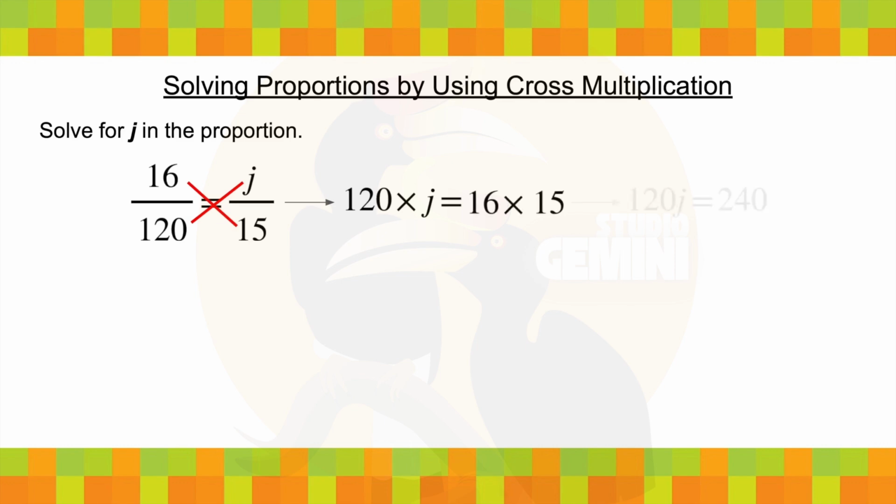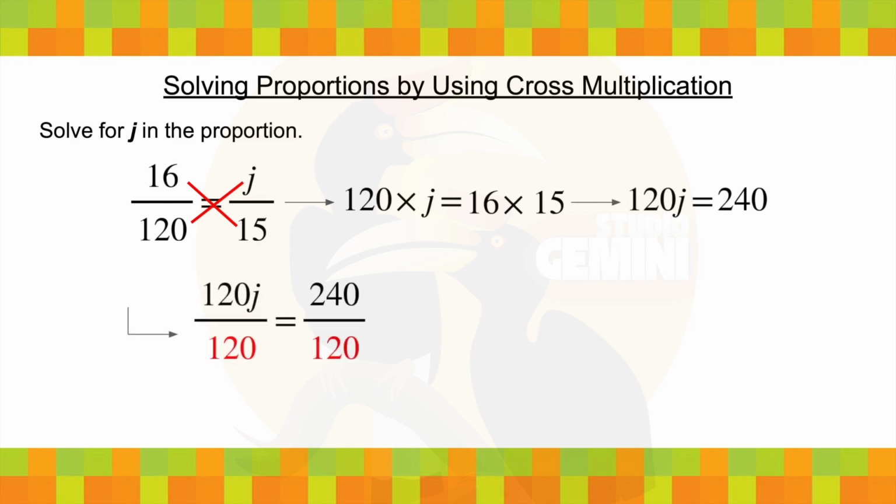Once we simplify, we'll be left with 120j is equal to 240. Our next step is to divide both sides by 120 so that we can isolate the j. We'll cancel out the two 120's on the left-hand side, and then we'll be left with j is equal to 240 divided by 120. That should simplify to j equals 2 as our final answer.